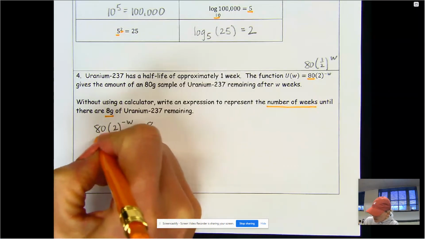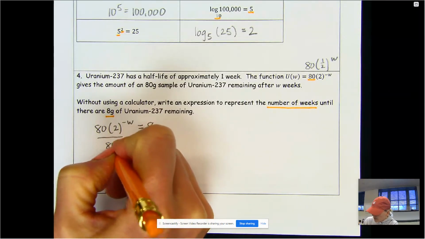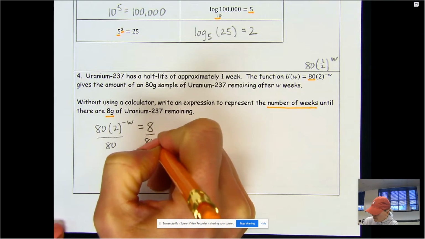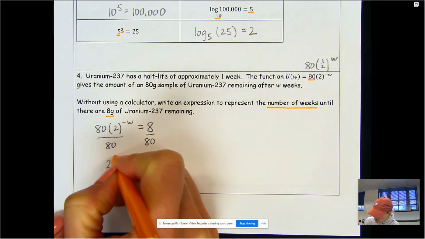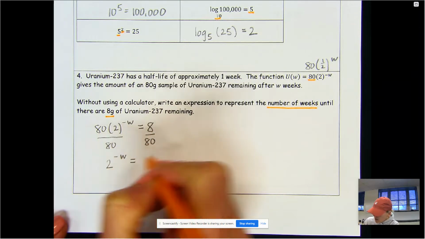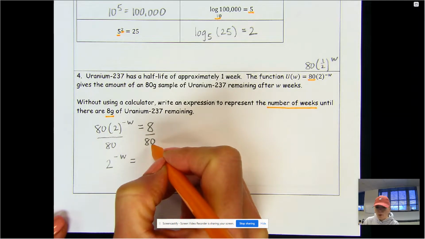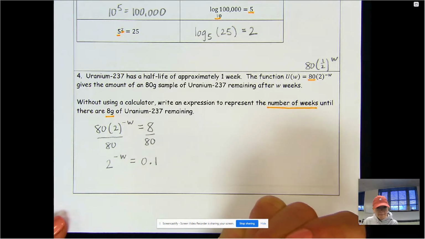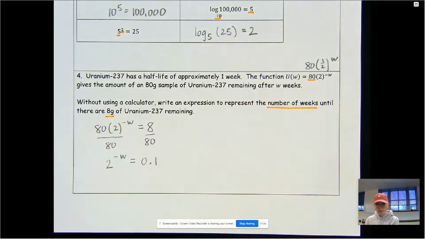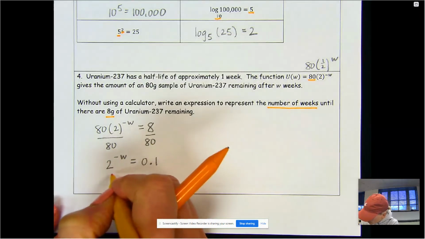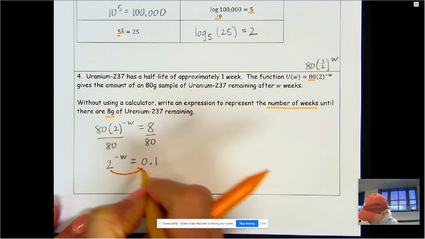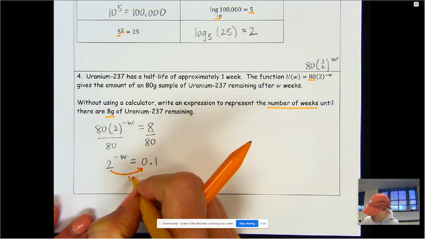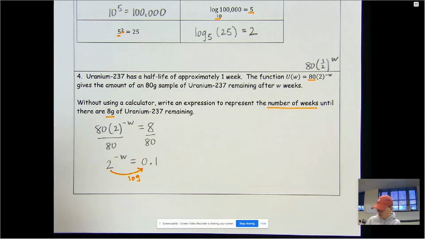So the first step is to divide by the 80. And when we do that, we get 2 to the negative W equals 8 divided by 80, which is 1/10 or 0.1. Okay, so the exponent and the base are all by themselves. So I'm going to move the base of 2 over. To do that, I'm going to switch to log form.